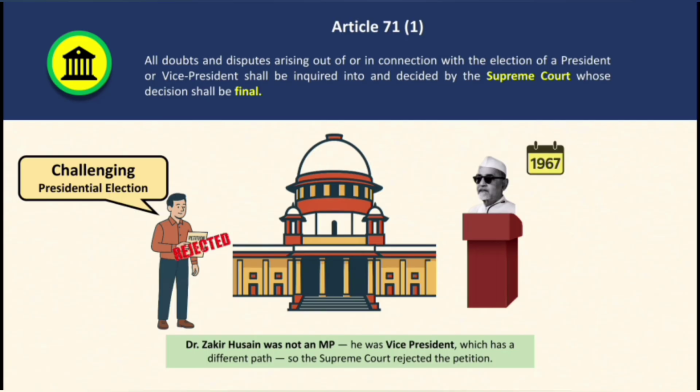So this case perfectly shows Article 71 Clause 1 in action because the doubt about the election was handled only by the Supreme Court and the Supreme Court's decision was final.